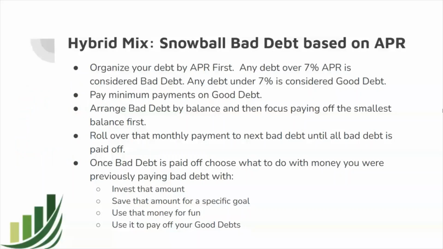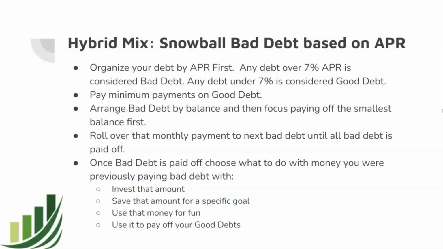Debt Fireball. Now, Debt Fireball is a newer one. It's a hybrid mix. What you want to do is organize your debt by APR first. Any debt over 7% APR is considered bad debt, and any debt under 7% is considered good debt. For the entirety of this plan, you want to pay the minimum monthly payments on the good debt. Then you're going to arrange the bad debt by balance and then focus on paying off the smallest balance first.